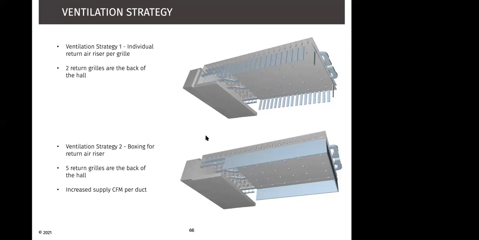And in the second strategy, a boxing was provided for the return air riser, and the number of return air risers were increased at the back of the hall. So earlier it was 2, then it was increased to 5. Sorry, return air grills were increased to 5 at the back of the hall. And the supply CFM was increased for the 4 ducts.